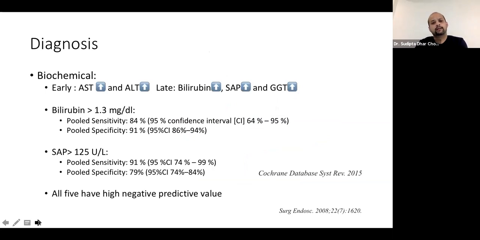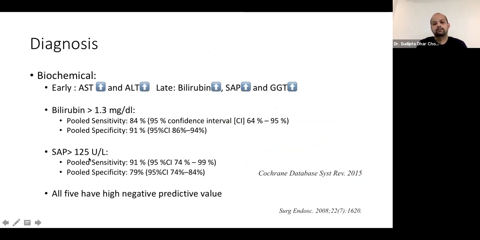Coming to the diagnosis of CBD stones, the diagnosis starts off with biochemical parameters, and here, of course, is the liver function test. Early on, we can see a rise in AST and ALT, but later on, there's a rise in bilirubin, serum alkaline phosphatase, and gamma GT. In a Cochrane meta-analysis which evaluated 5 randomized control trials, we showed that bilirubin more than 1.3 had a pooled sensitivity of 84% and specificity of 91%.